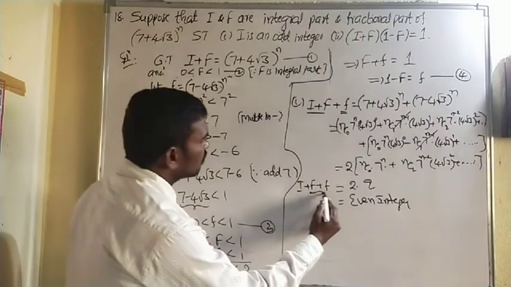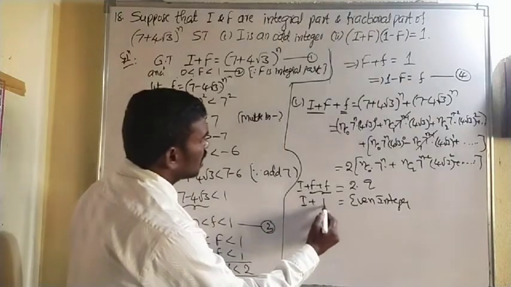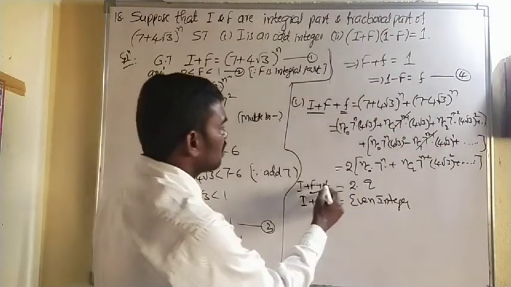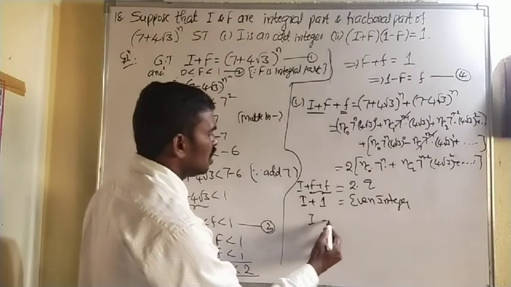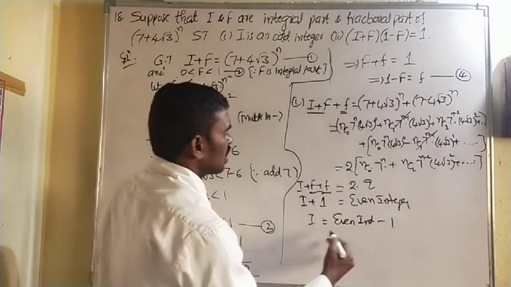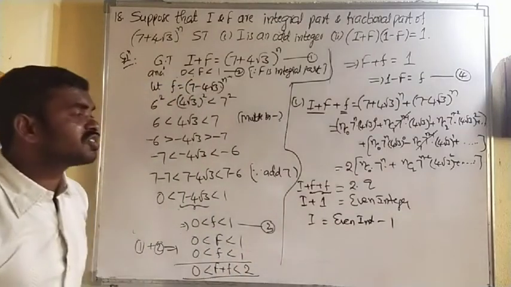Capital F plus small f is 1 from equation 4. So I plus capital F plus small f is 1. Then I equals, taking 1 to the right side, even integer minus 1. So even integer minus 1 means what?